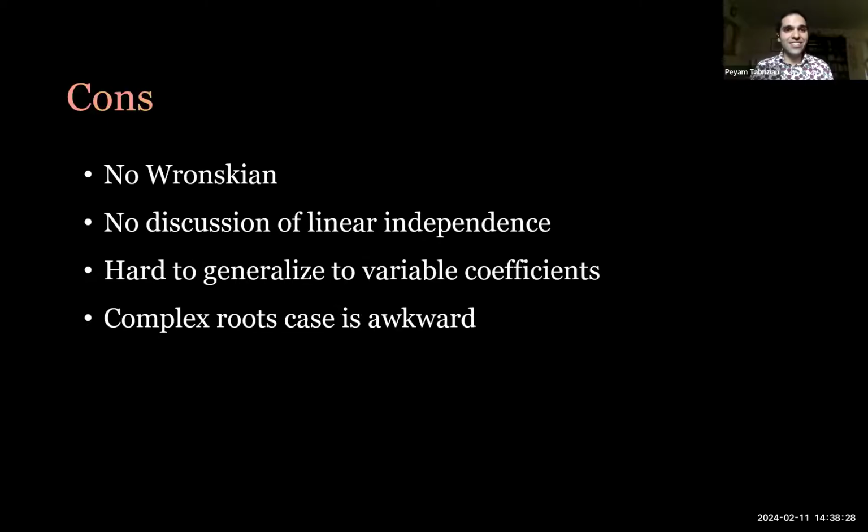Of course, there are cons as well. First of all, it eliminates the discussion of the Wronskian, which, as much as students hate it, is a very useful concept. And in particular, there's no discussion of linear independence of solutions, which again is useful, but in my opinion, more appropriate for a linear algebra and differential equations course, to be honest. And also, it's hard to generalize this to variable coefficients, but so is the guessing part, to be honest. And as you'll see, even though the repeated roots case will be super elegant as well, the complex roots case is very awkward.